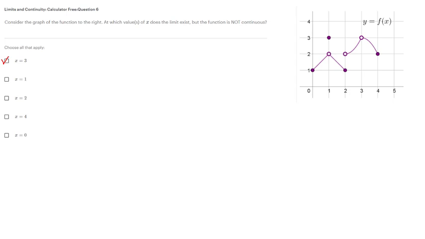X equals 1. While there is a jump here, it is not a jump with a line. And again, there's a hole there, meaning it is not continuous. However, there's no asymptote or jump like this one, meaning yes, this is correct. X equals 2. There is a jump here. The limit does not exist, and it is also not continuous. This is not correct. X equals 4.